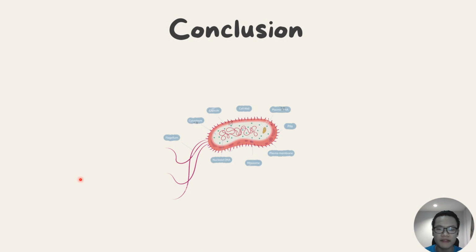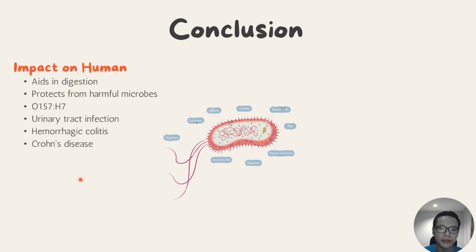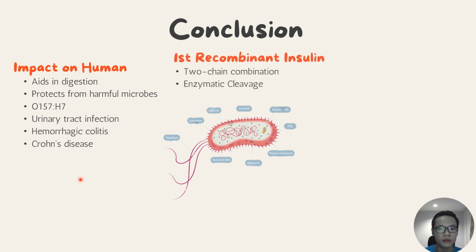Alright, now let's have a small recap, shall we? First of all, we discussed that E. coli has a big impact on humans, such as aiding in our digestion and protecting us from harmful microbes. Although, on the other hand, virulent strains like O157:H7 cause diseases such as urinary tract infection, hemorrhagic colitis, and Crohn's disease. We also discussed how recombinant insulin can be produced with two strategies, known as two-chain combination and enzymatic cleavage, by inserting a human insulin gene into an E. coli plasmid.